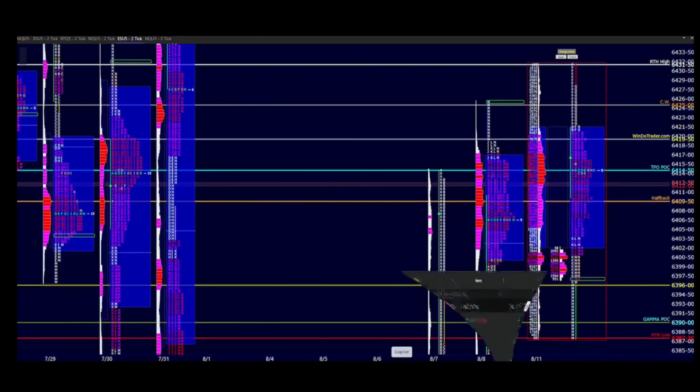Now we're going to move over to the profile. So we're done with the SPX, we're done with the candles. We're going to go over to the profile and look at ES. You can see today's session. If you're not familiar with the profile, just think of it like dailies. This is today's session. This was Friday's.